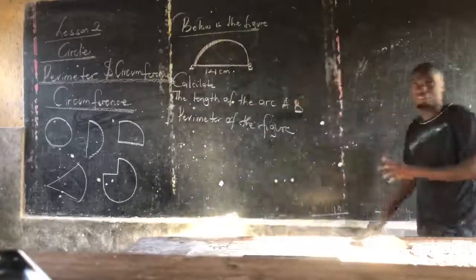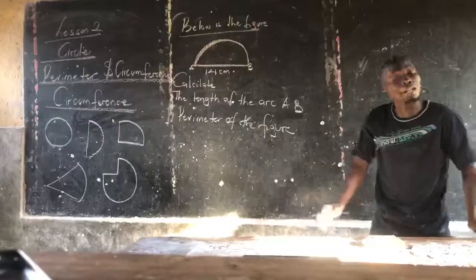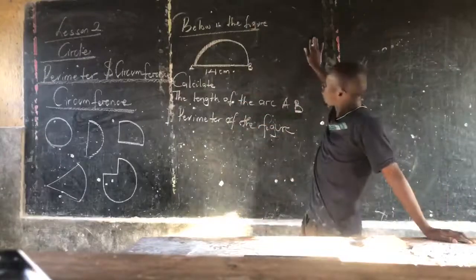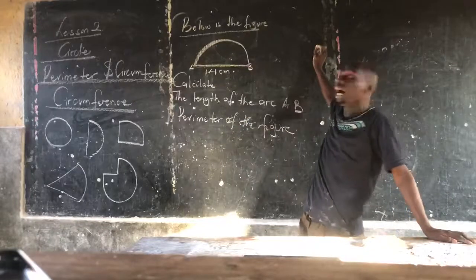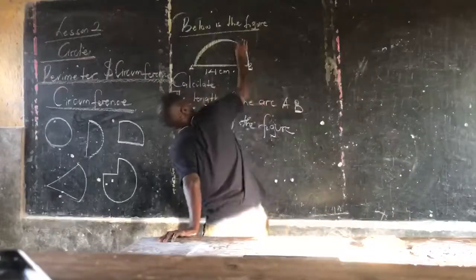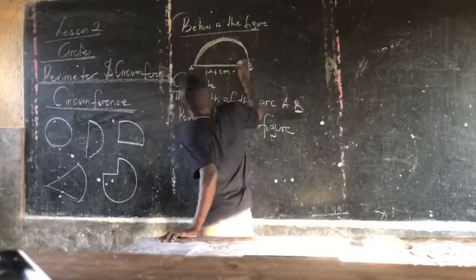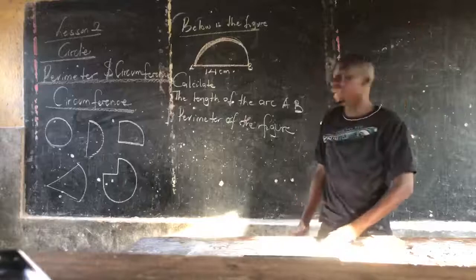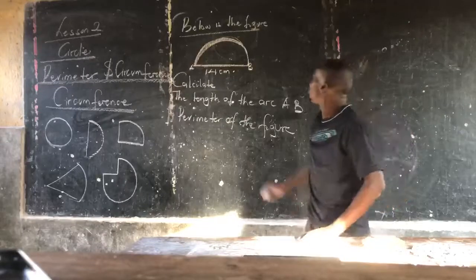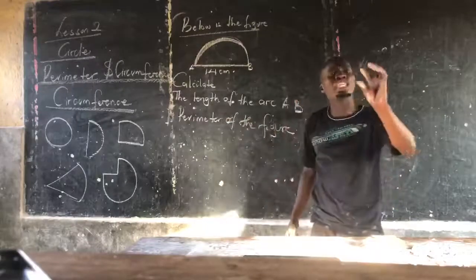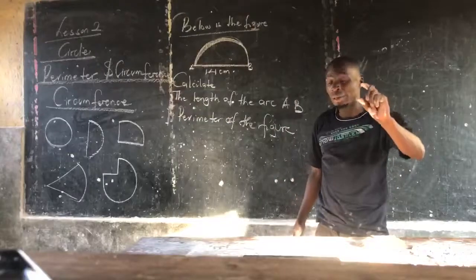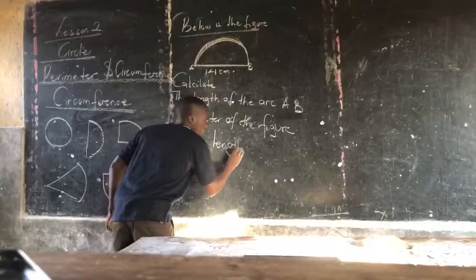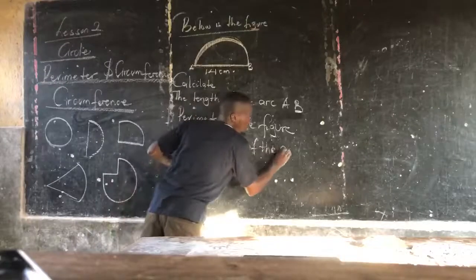Pay attention. Number one, that is the figure, first of all. It's not a full circle, it is a part of the circle. Are we together? This is what they call the arc. The length of this arc AB, that's the length of the arc AB. Perimeter of the figure, those things are different. Let me start with the length of the arc.